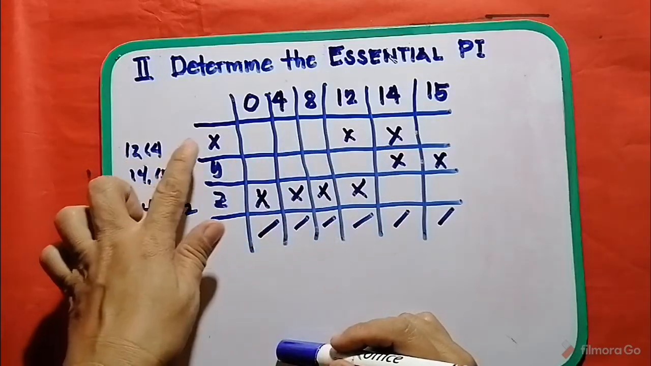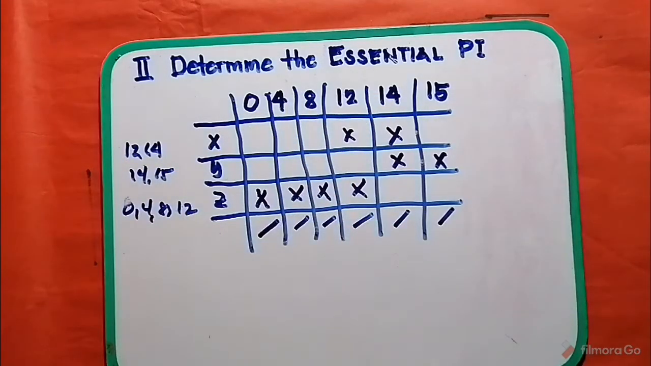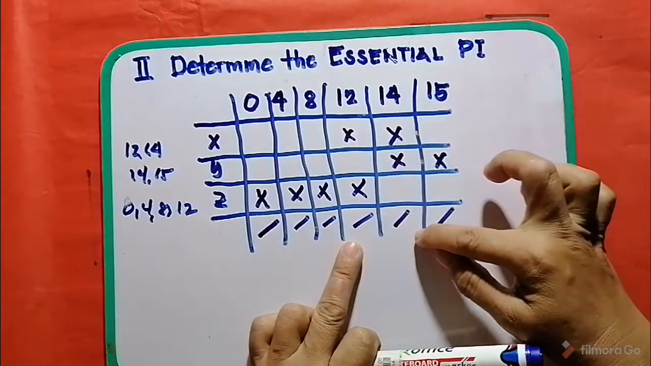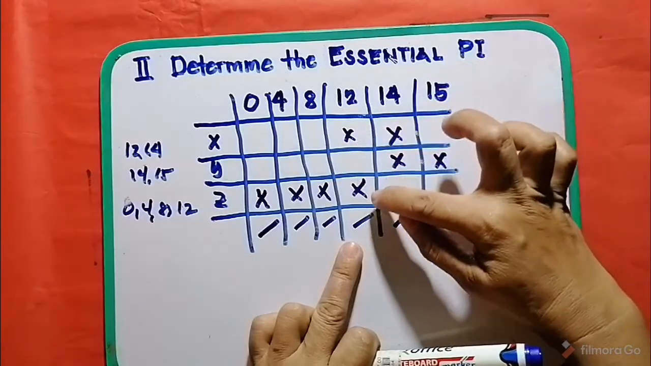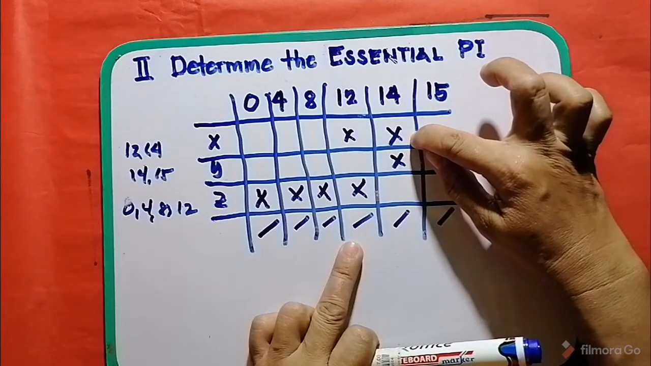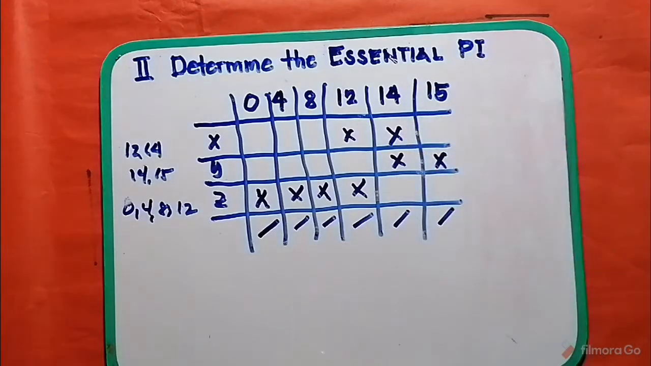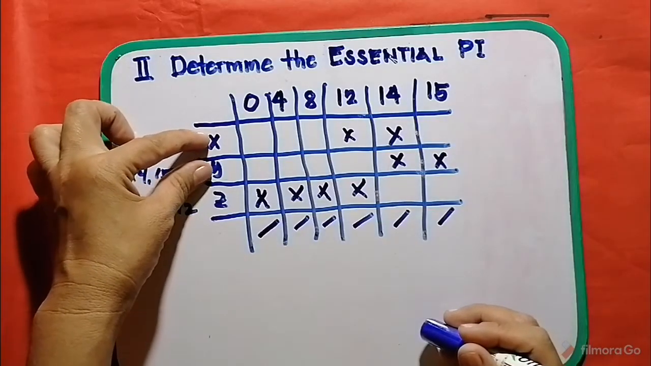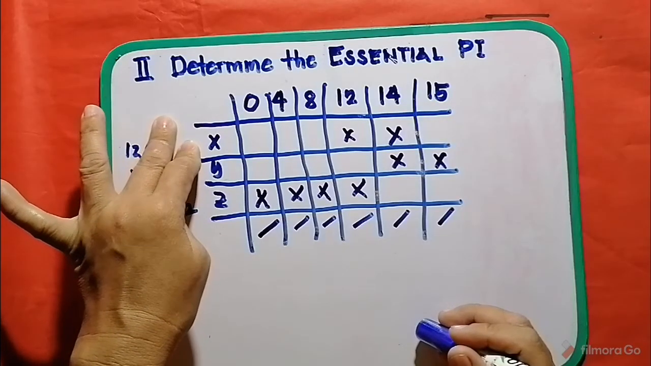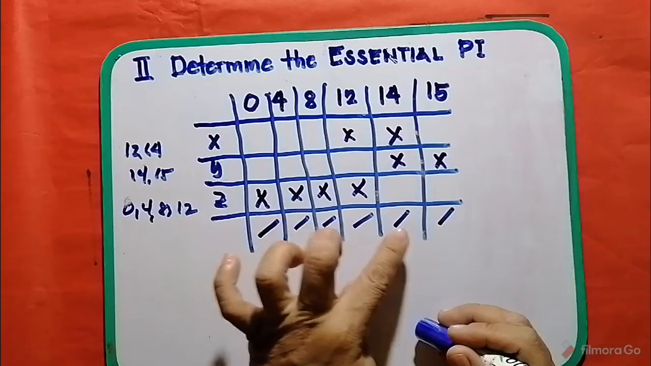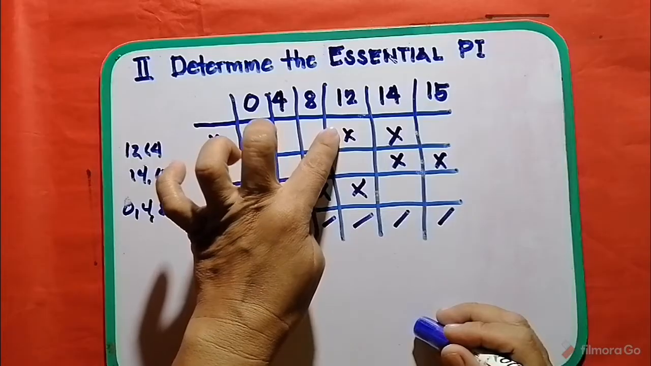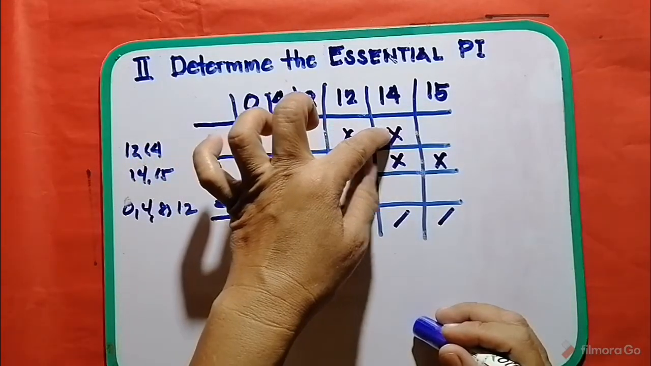X, we have two x's here. It covers 12 and 14. And notice that 12 has a tick mark, 14 also has a tick mark. Okay? But then your x here has another x here. So 14 has two x's, which is covered by prime implicants X and Y. So therefore, this one for now cannot be considered as essential because though these two x's have a tick mark on it, this x here has another x here.